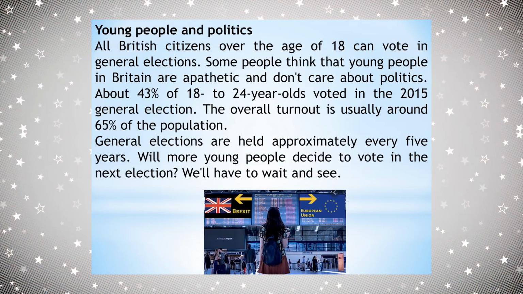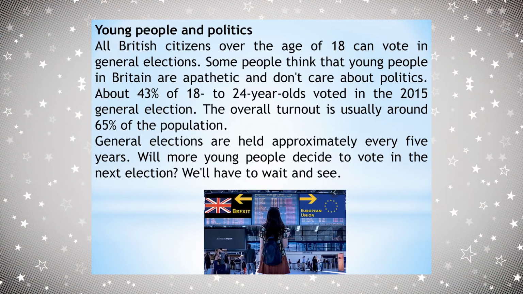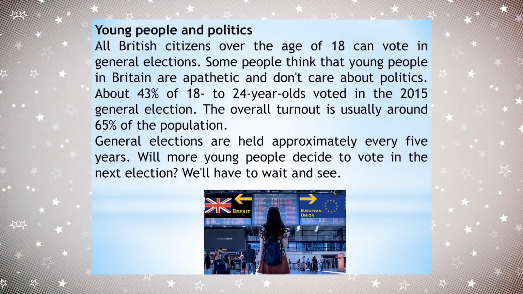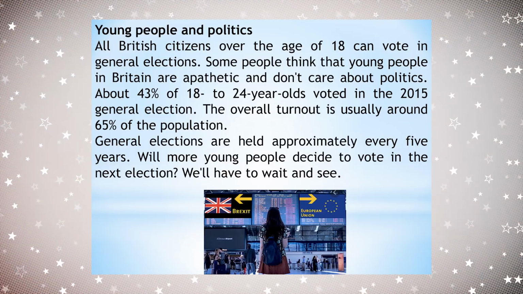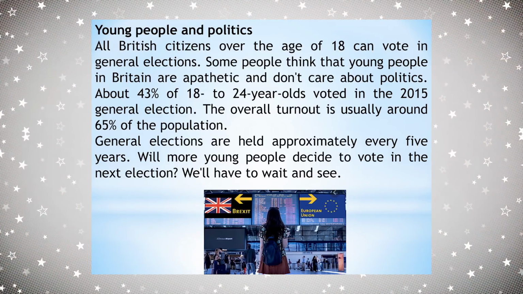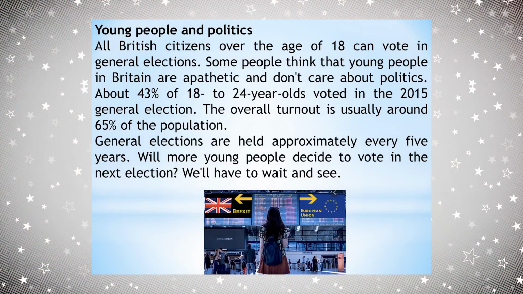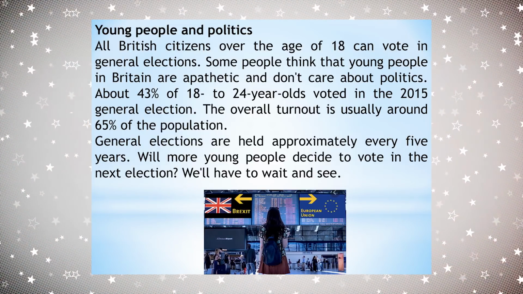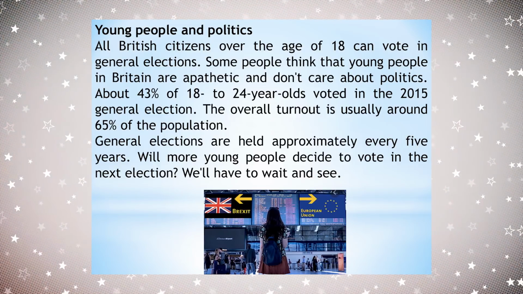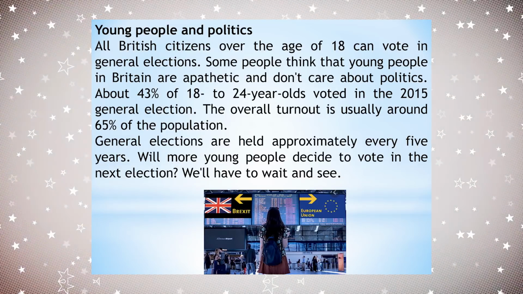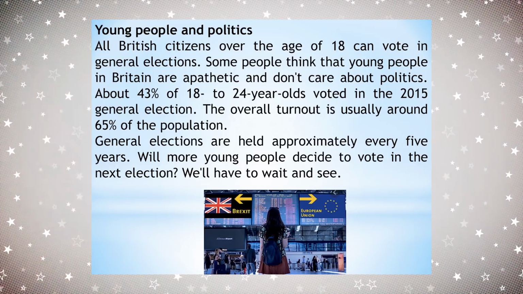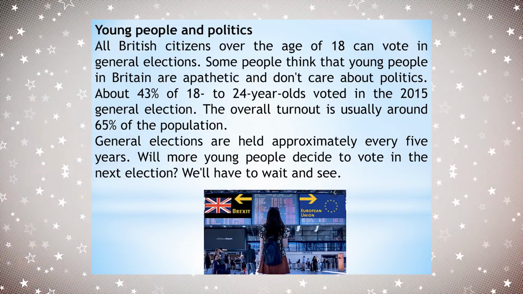Young people and politics. All British citizens over the age of 18 can vote in general elections. Some people think that young people in Britain are apathetic and don't care about politics. About 43% of 18 to 24-year-olds voted in the 2015 general election. The overall turnout is usually around 65% of the population. General elections are held approximately every 5 years. Will more young people decide to vote in the next election? We'll have to wait and see.